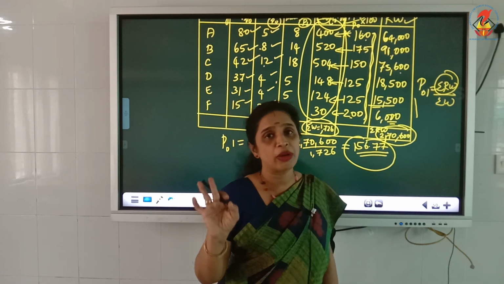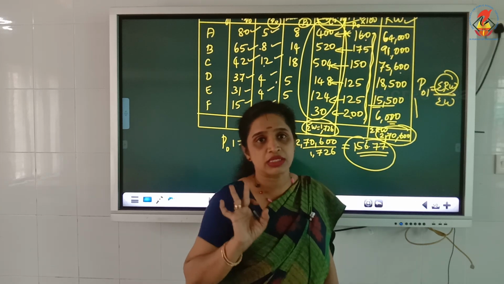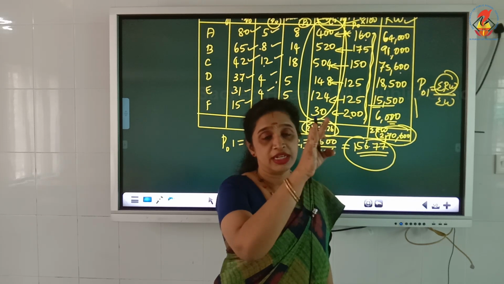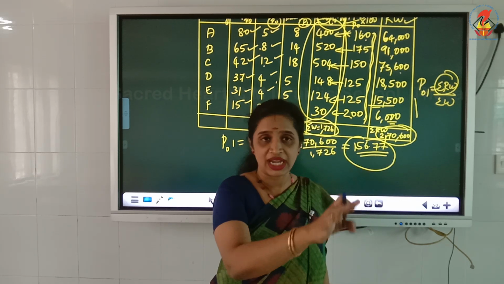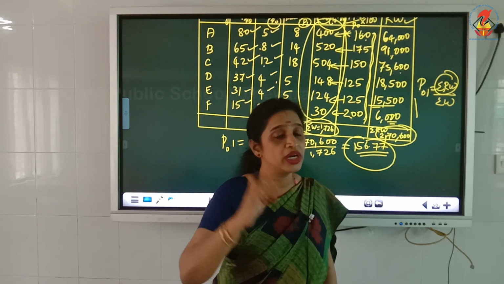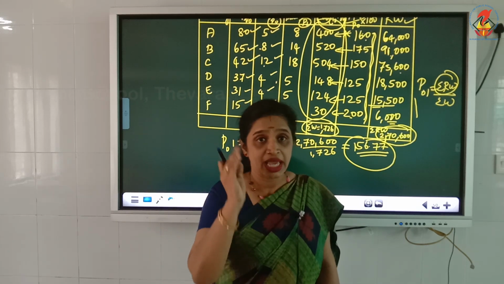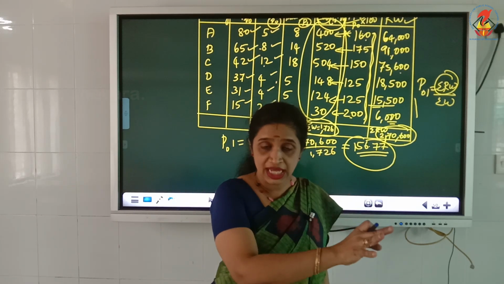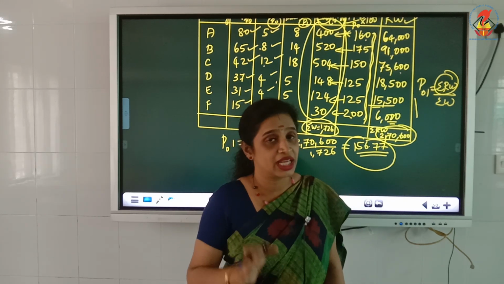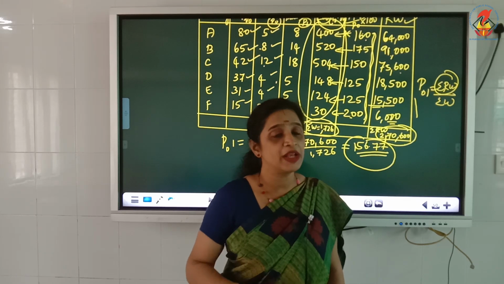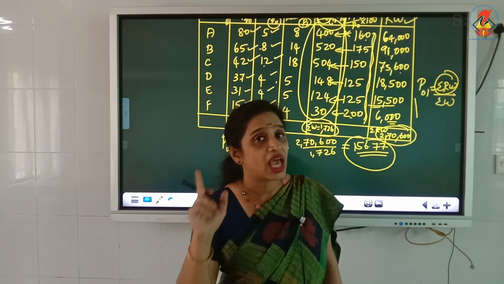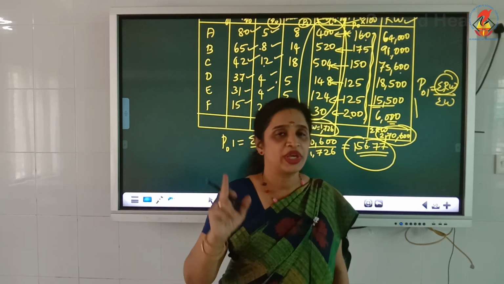So these are the 4 methods of calculating the index number. Index numbers are mainly divided, as per the method, into 2 categories: unweighted and weighted. In the unweighted, quantity is not included, but in weighted, quantity is included. In unweighted, we have 2 methods: simple aggregative method and simple average of price relative method. And in weighted index number, there are 2 categories: the weighted aggregative method and the weighted average of price relative method. So I hope it is clear to you.